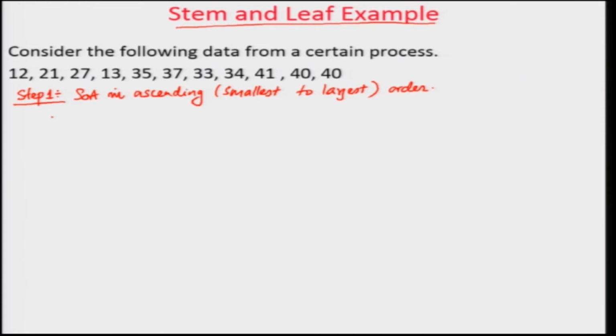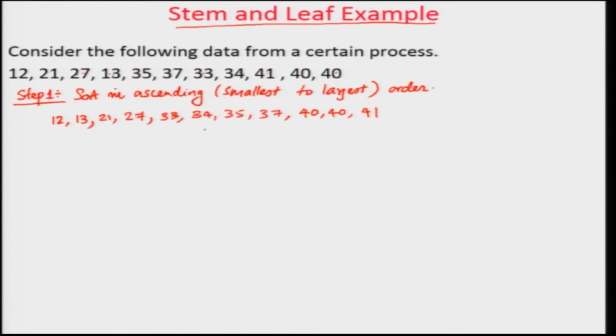So, that will be 12, 13, then 21, 27, then 33, 34, 35, 37, and 40, 40 and 41. You count them: 1, 2, 3, 4, 5, 6, 7, 8, 9, 10, 11. So, there are 11 data points.